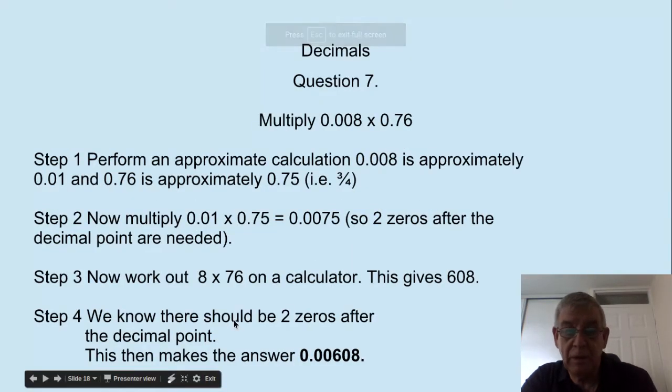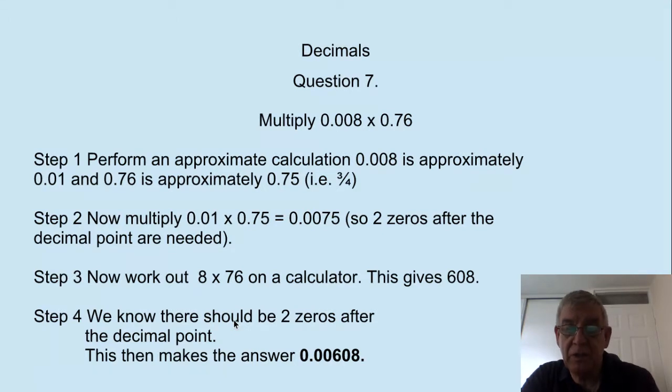Question 7. Multiply 0.008 times 0.76. Now what we can see from this is that 0.008 is approximately 0.01, and 0.76 is approximately 0.75, or another way to say that, as a fraction, is 3/4. So we're looking for 3/4 of 0.01.